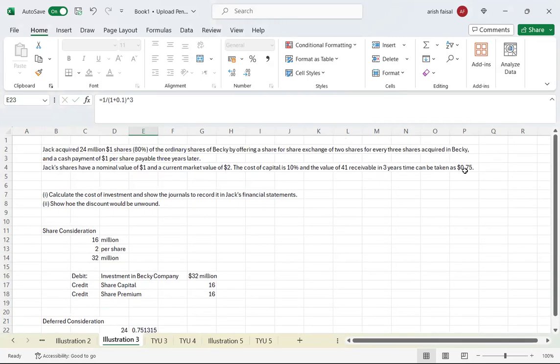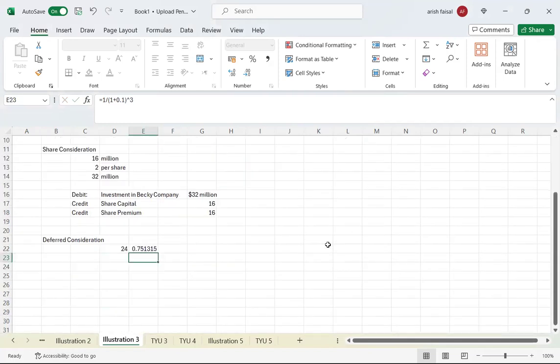But as the question is mentioning 0.75, we can just take 0.75, or we can also take 0.751. So I'll just take 24 multiplied by the actual factor. So we get approximately 18 million. So the present value of the deferred consideration is 18 million.